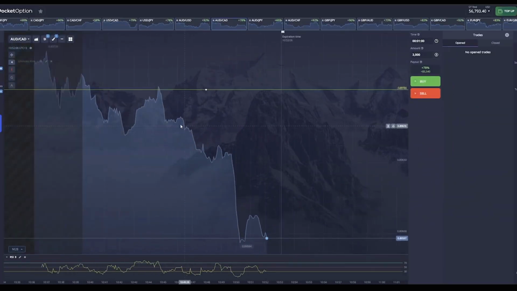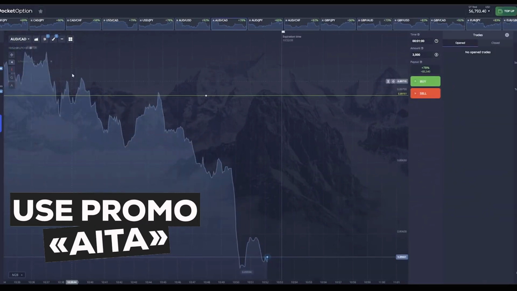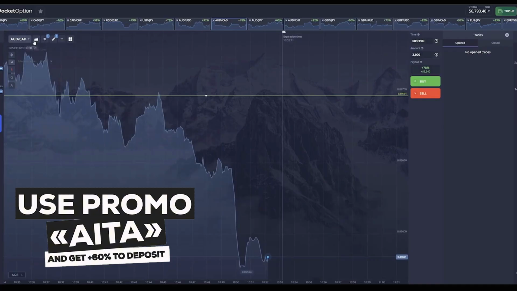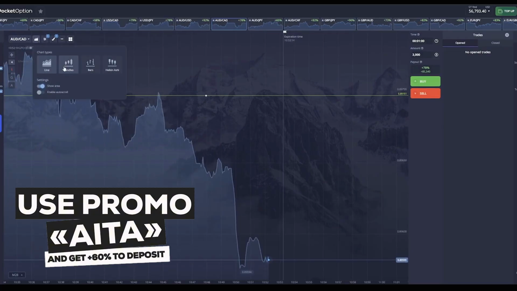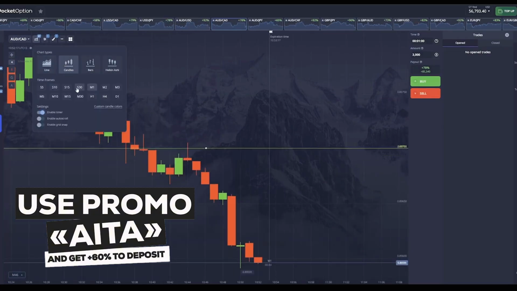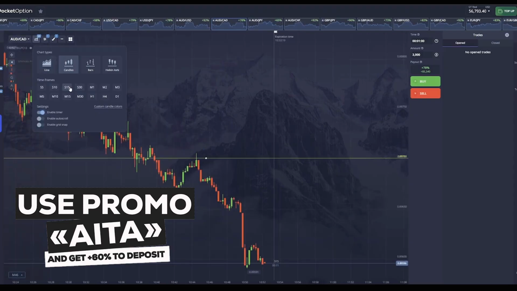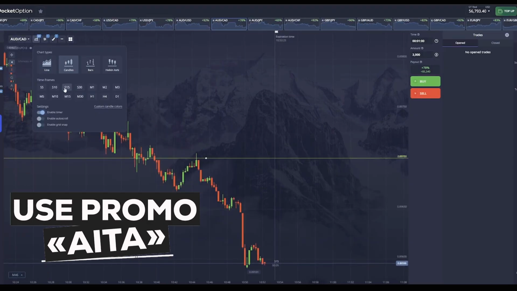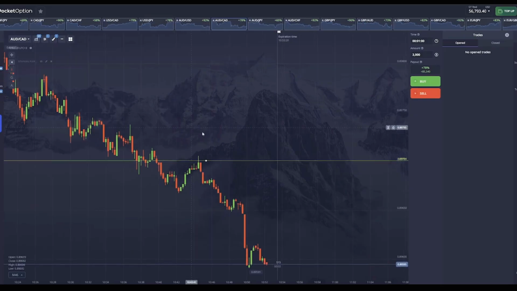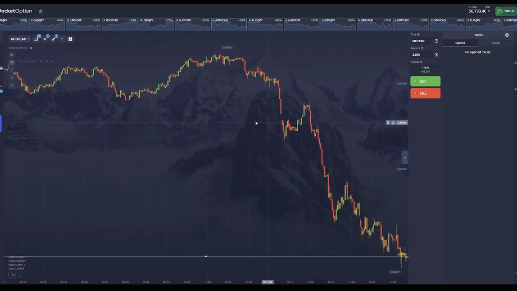First of all, we need to set up the platform correctly. To do this, we need to go here, to the Chart Type tab, and select Candles. Next, I recommend that beginners choose either 30-second candles or 15-second candles. So we select this time frame. Yes, the candle duration is called the time frame. So we selected it. And now, as you can see, our chart is ready.